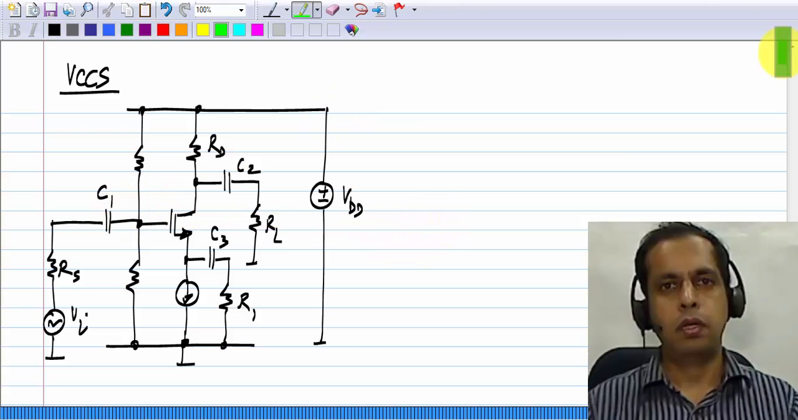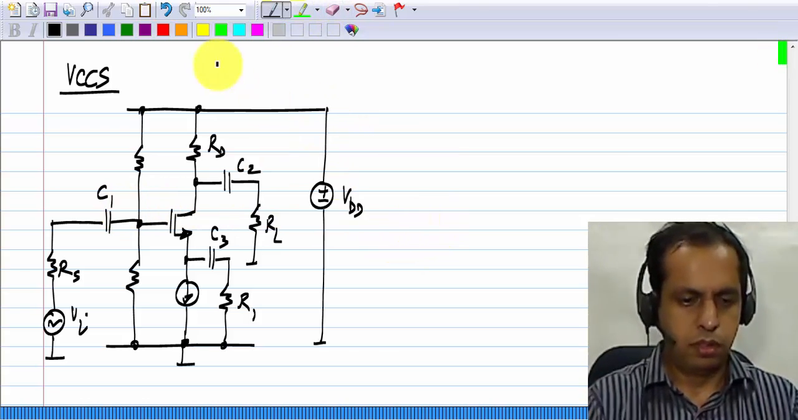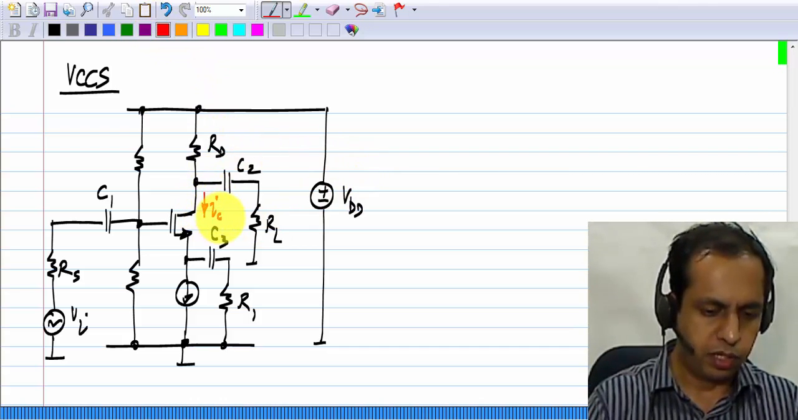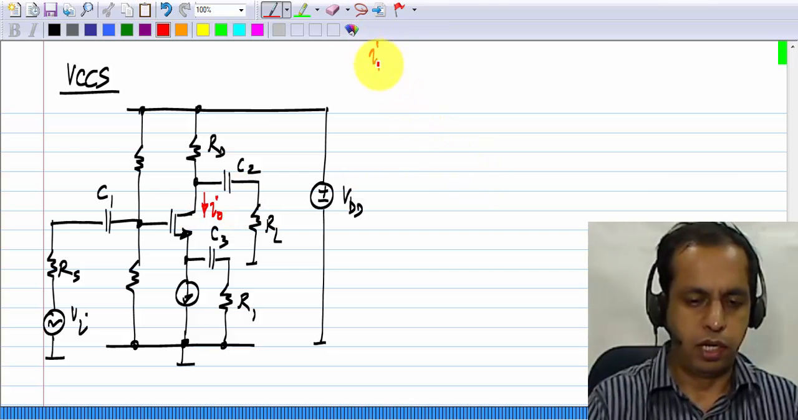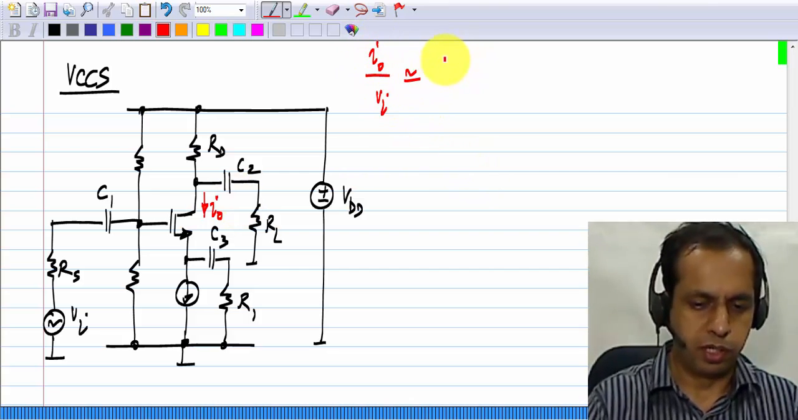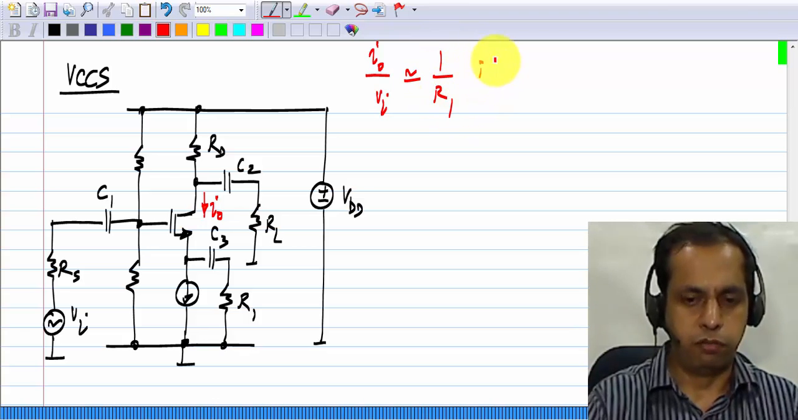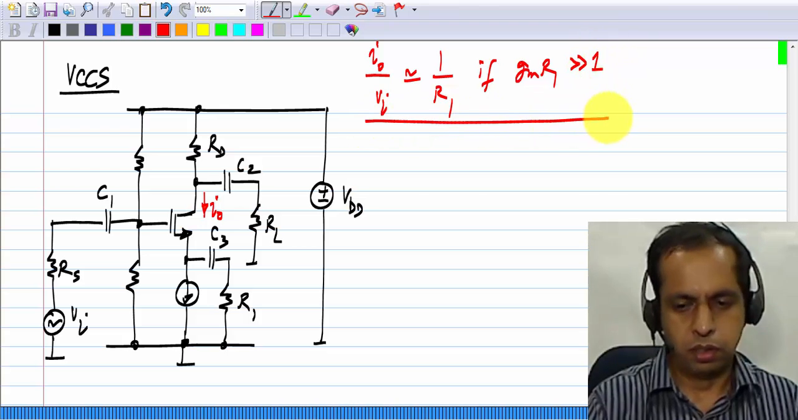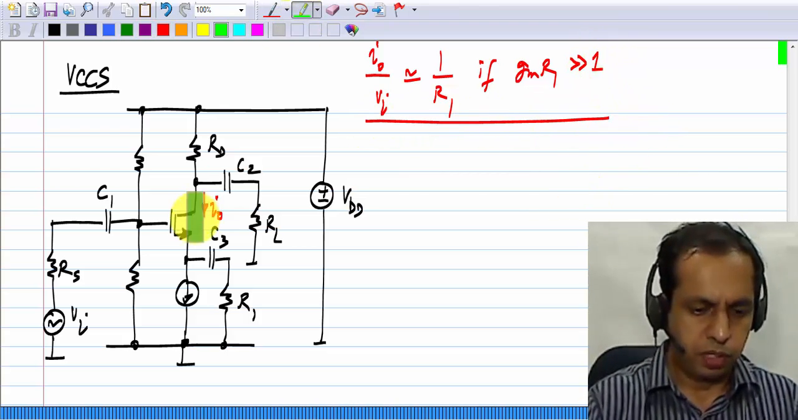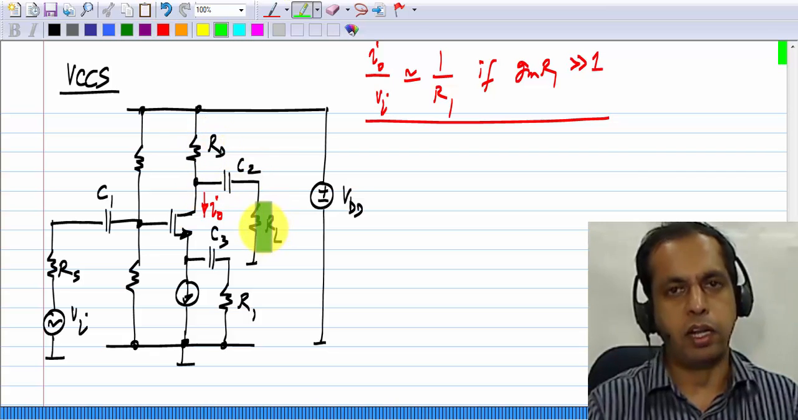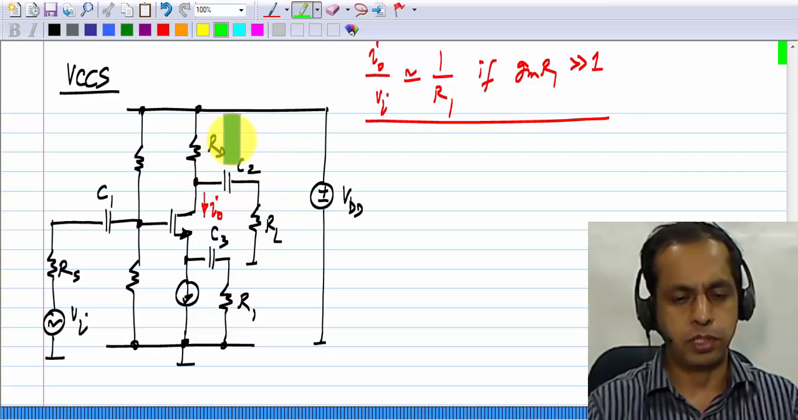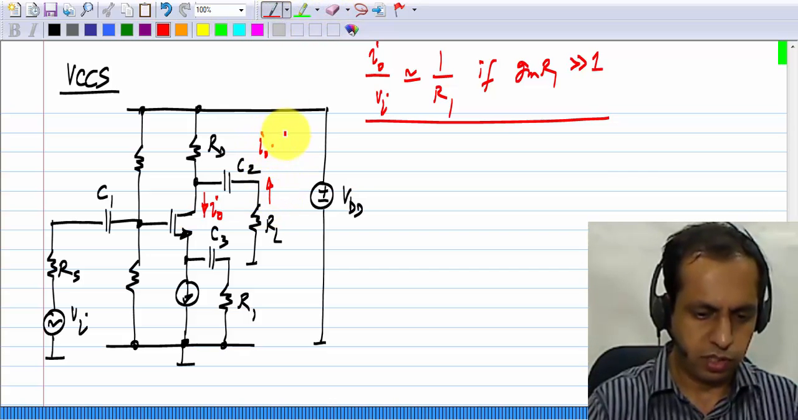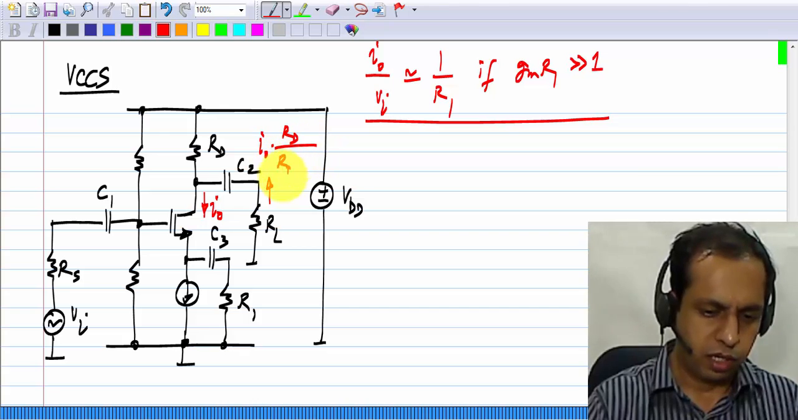Okay. Now, the quantity that is controlled by feedback is the small signal incremental current in the drain. Okay. And I naught by Vi is approximately 1 by R1 if Gm R1 is much more than 1. And in this particular circuit, this I naught divides between RD and RL in inverse ratio of their values. So the current that flows here is really I naught times RD by RD plus RL.